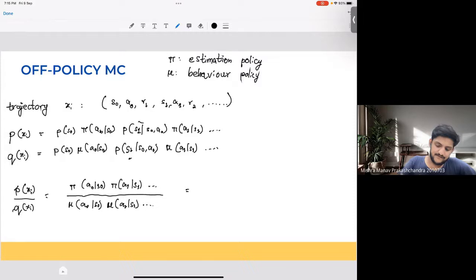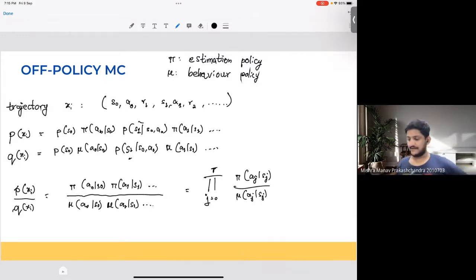I have to write it down. It should look something like this. T is the time horizon of the trajectory that I'm looking at, and this is the ratio of pi of aj given sj divided by mu of aj given sj.